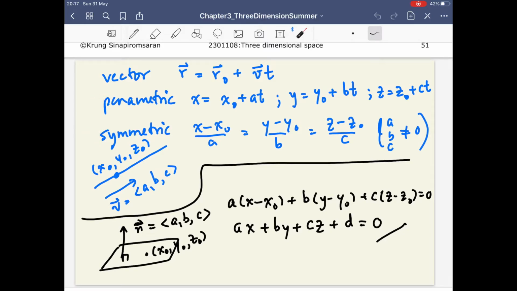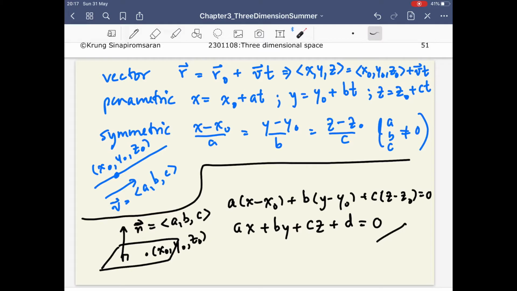The first one is the vector form, which is r equals r0 plus vt. So this v is the vector that your line is parallel to, and your r0 is the point that your line is passing through, or sometimes we write it as (x, y, z) equals (x0, y0, z0) plus vt. And then the other one is the parametric equation, which is x equals x0 plus at, y equals y0 plus bt, and z equals z0 plus ct.